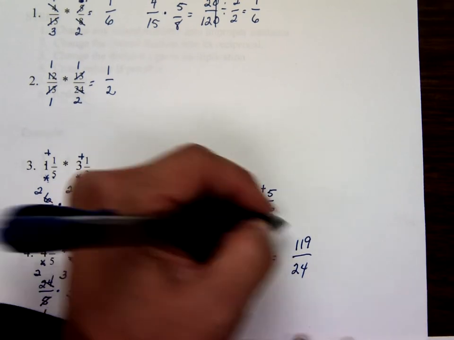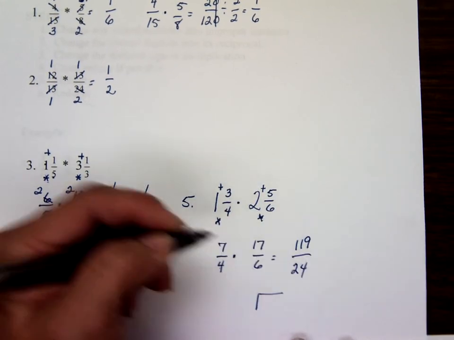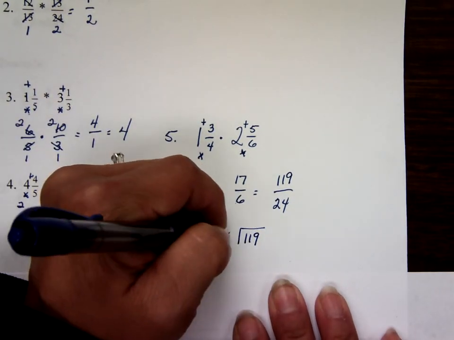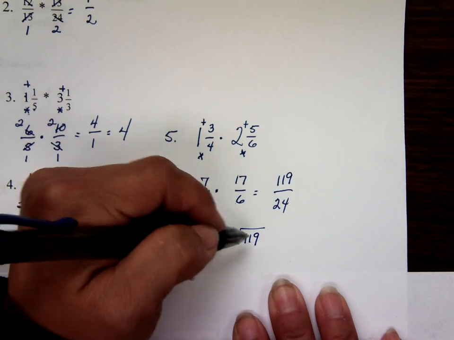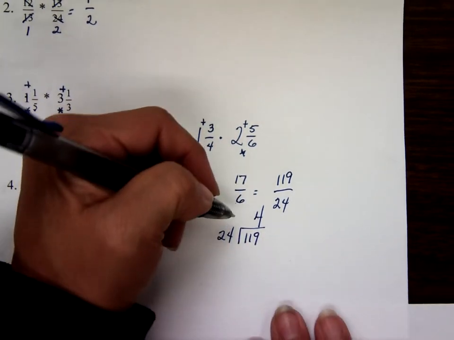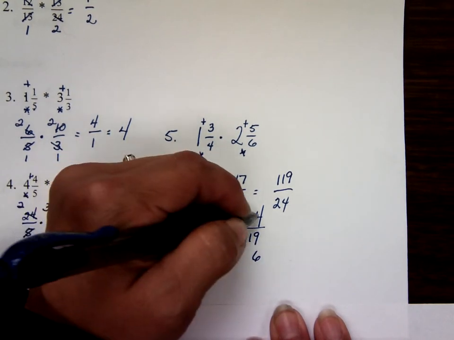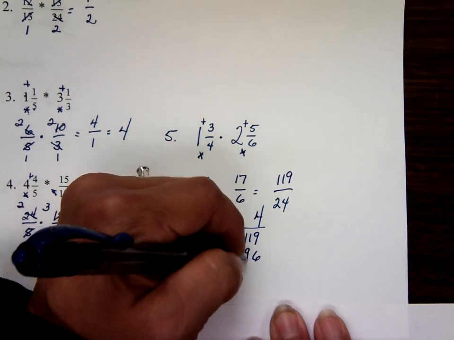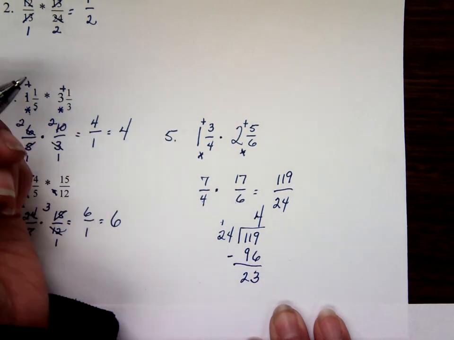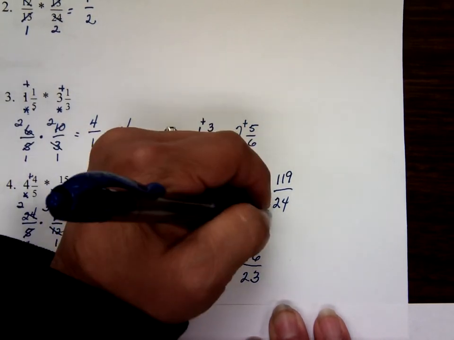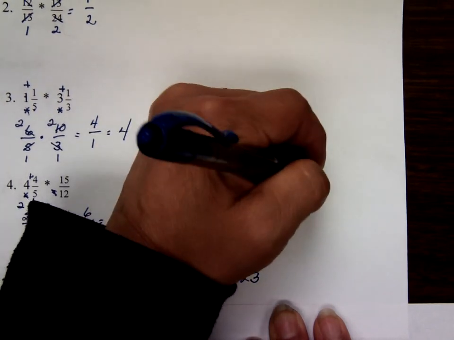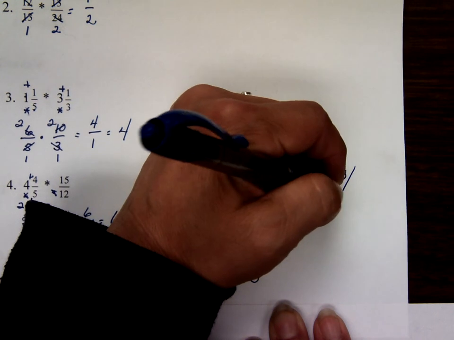So now this tells you that you have to divide. 119 is inside, 24 is outside. How many times does 24 go into 119? This is 4 times. 4 times 4 is 16, carry the 1. 4 times 2 is 8, plus 1 more is 9. Subtract, and you get the answer of 23. 23 is your numerator, and your denominator is 24. So your answer is 4 and 23/24.